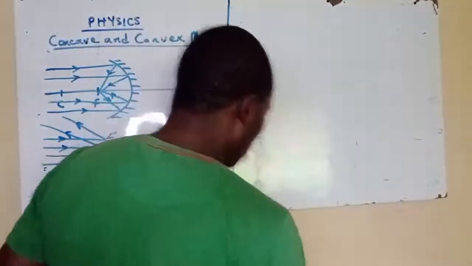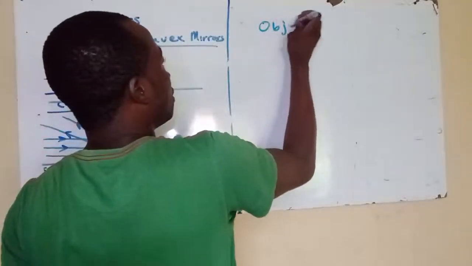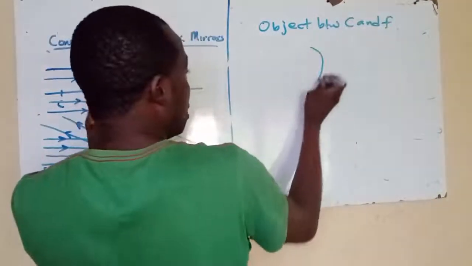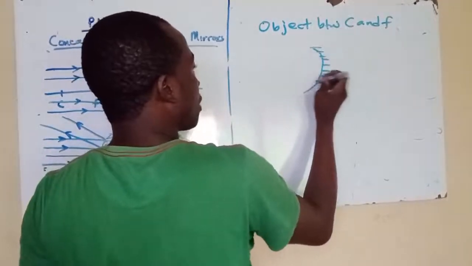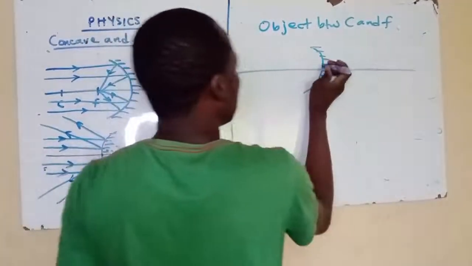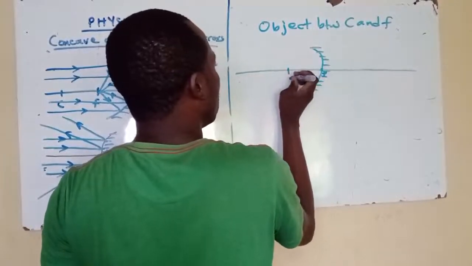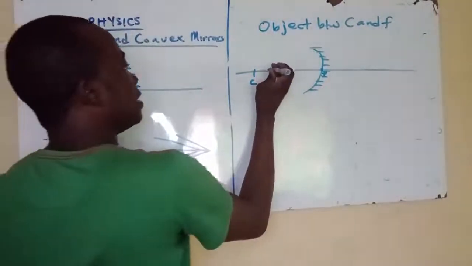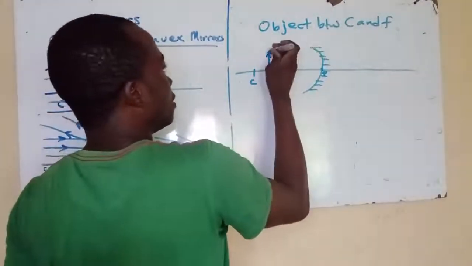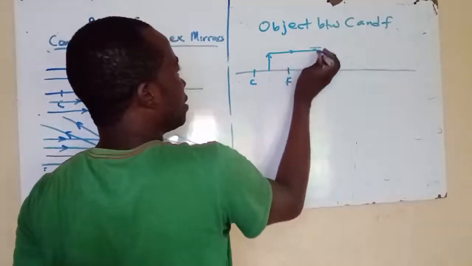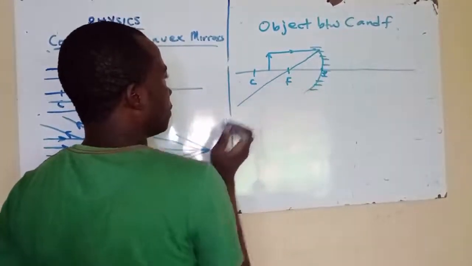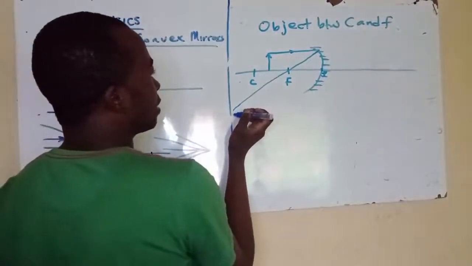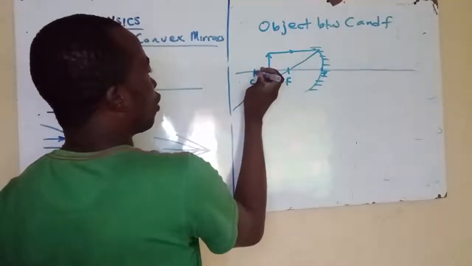Now, let's talk about object at C and object between C and F. Let's look at the mirror. This is the pole, the focus, the curvature. Now, if the object is at this place, the incident ray passes through the focus. After passing through the focus, there will be another ray that will pass through the curvature directly.